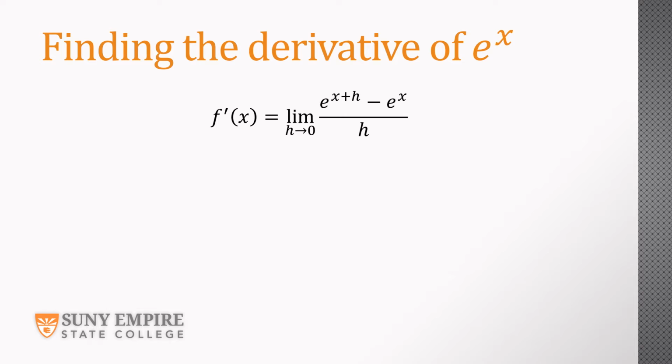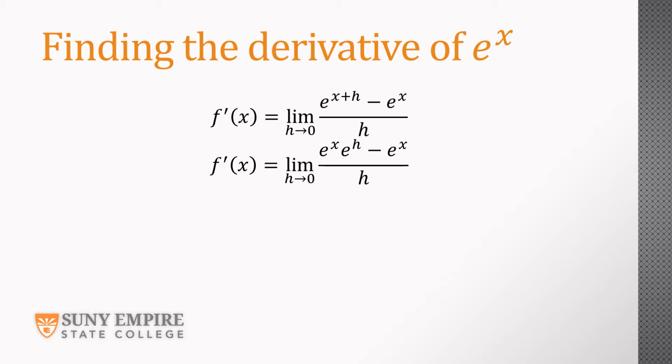We have the function f of x equal to e raised to the x power, and we want to find its derivative. Using the formal definition of the derivative, we have the limit as h approaches 0 of the quantity e raised to the power x plus h minus e raised to the x, divided by h.